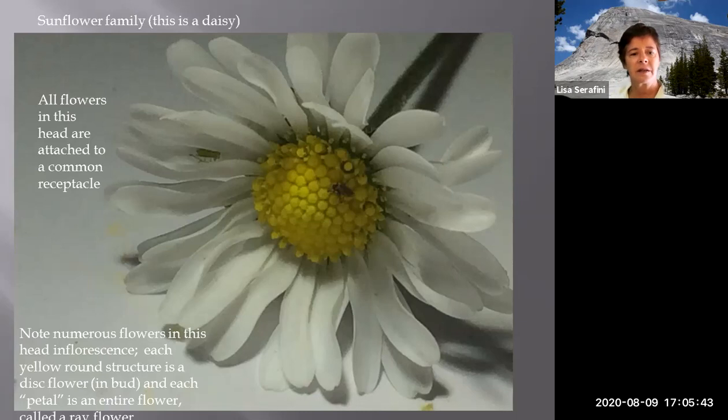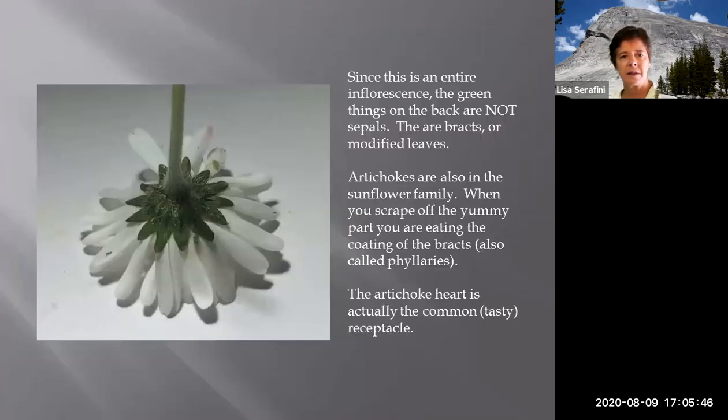All right, so let's look at this here. This is the back of that daisy. And you might think those green things are sepals, but since this is a whole group of flowers, those are not sepals because sepals go with individual flowers. So these are modified leaves. We can call them bracts, okay, general term for modified leaves. We can also call them phyllaries.